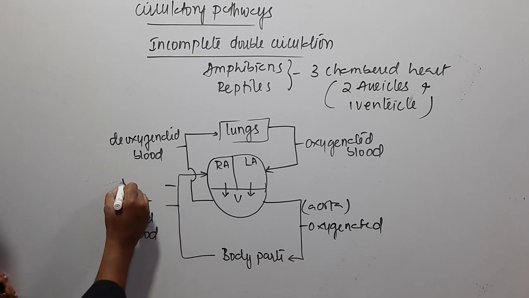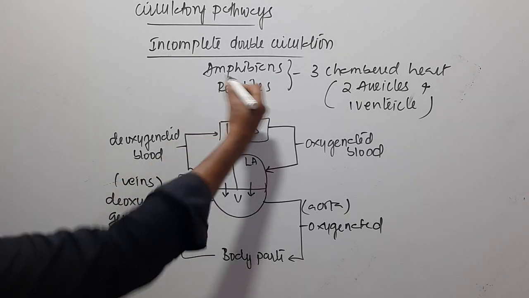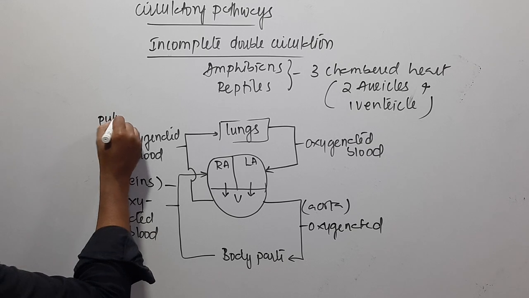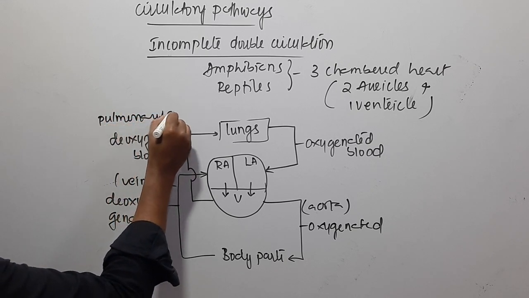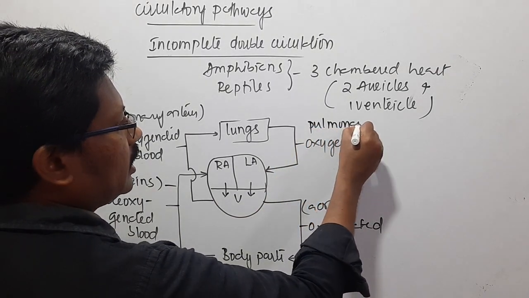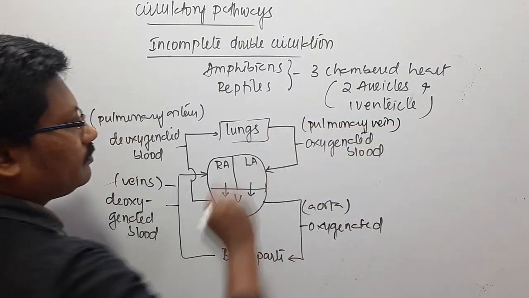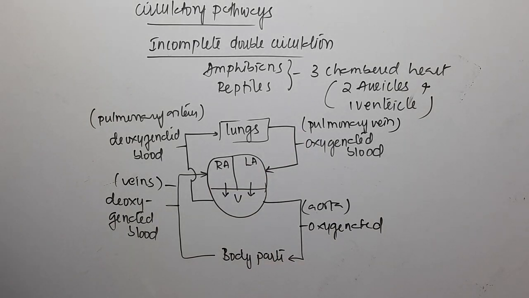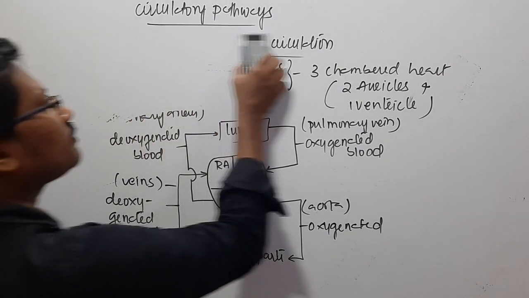Here these are all veins, and here you have a pulmonary artery, and in this case it is a pulmonary vein, right? So we understood that in incomplete double circulation, mixed blood will be supplied to all parts of the body. So this is all about incomplete double circulation. Now let's see about double circulation.